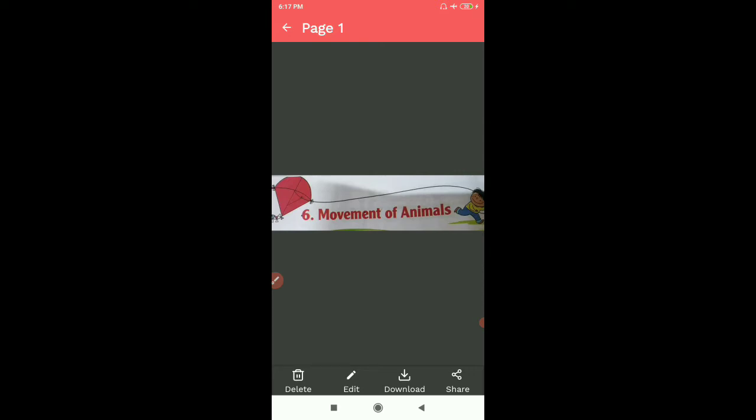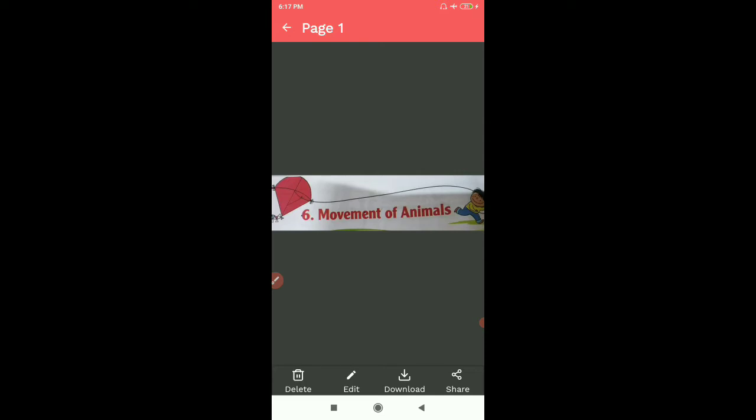Today, we will study lesson number 6, Movement of Animals. As we all know, plants make their own food, but animals cannot make their own food. So, they need to move in search of food and shelter.